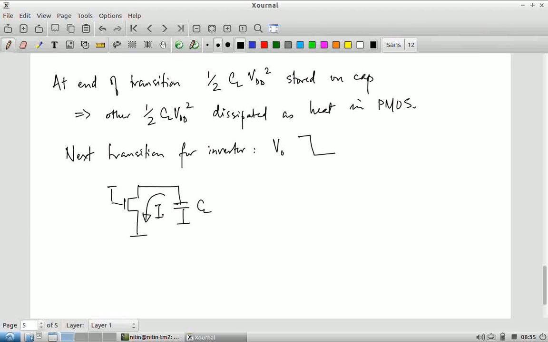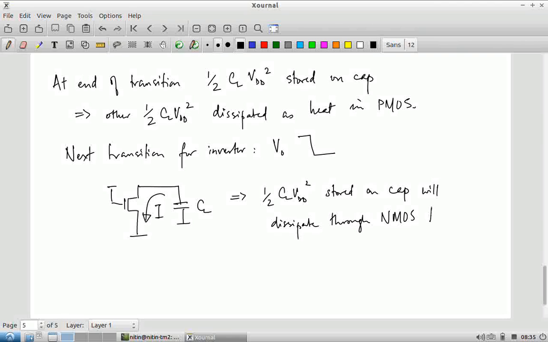The NMOS, and some current is flowing from the CL into this. Now the interesting thing here is this is not connected to the supply at all. Right? There is no power being drawn from the supply during this case. Okay, or at least not that we can see. What that means is whatever was stored on the capacitor will be dissipated through the NMOS and go to ground.